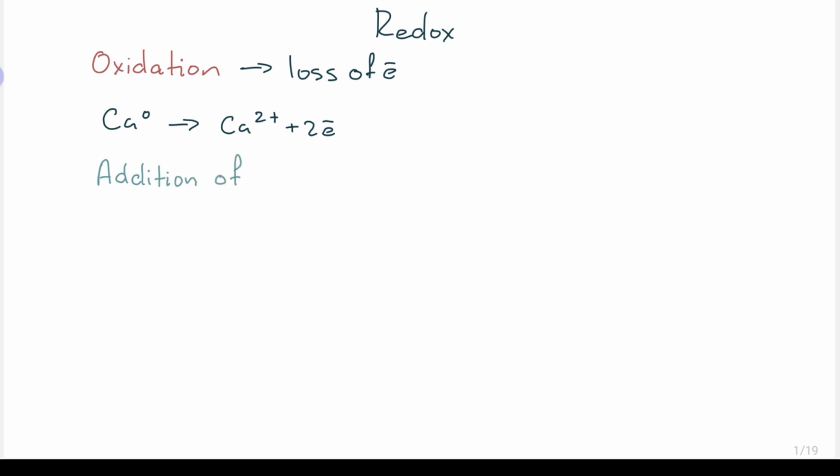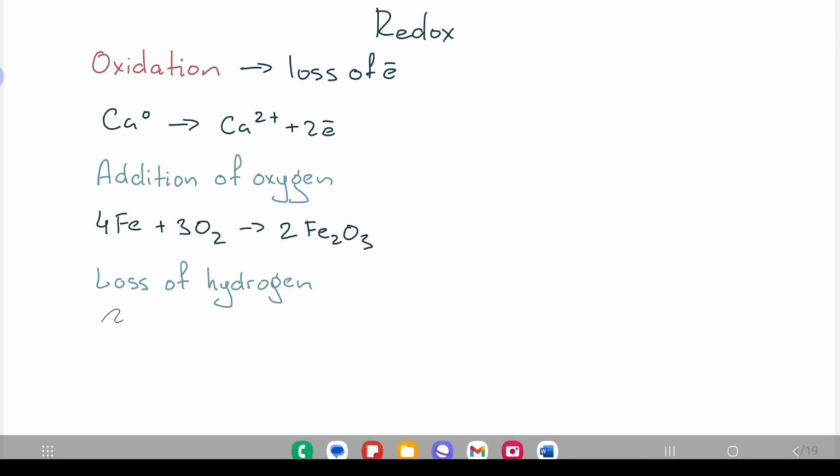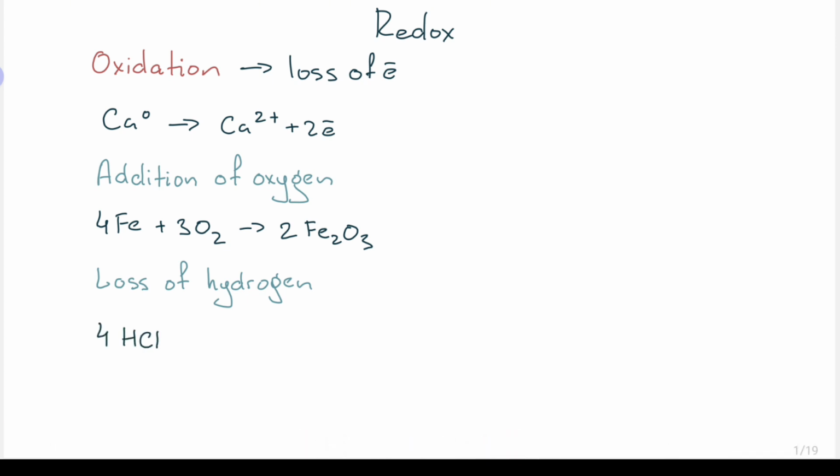Addition of oxygen is a type of oxidation process. So any combustion process, or for example when iron reacts with oxygen with the formation of iron oxide, so rust. The process of losing hydrogen is also considered an oxidation reaction. For example, we can provide an example when hydrochloric acid reacts with oxygen with the formation of chlorine gas and water.